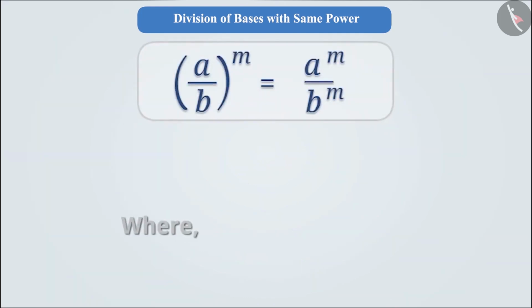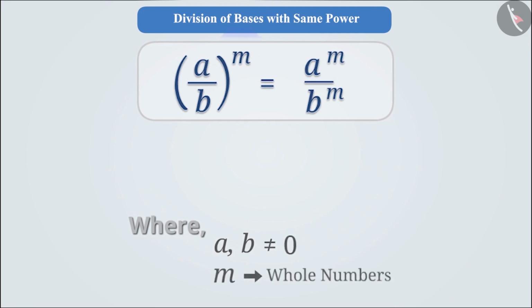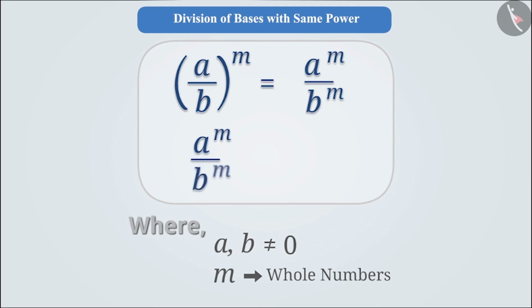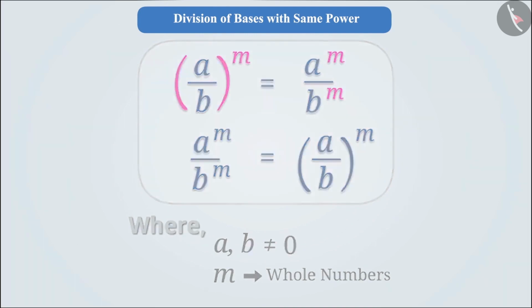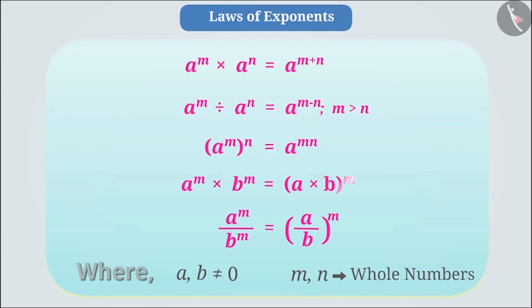Broadly, if both a and b are non-zero integers and m is a whole number, then the expression a divided by b, the whole raised to the power of m, can be written as a raised to the power of m divided by b raised to the power of m. That is, a to the power of m divided by b to the power of m is equal to a by b to the power of m. Here also we can say that the power of the brackets is the power of all the terms written inside. Here we have shown all the laws. Pause the video and read them once.